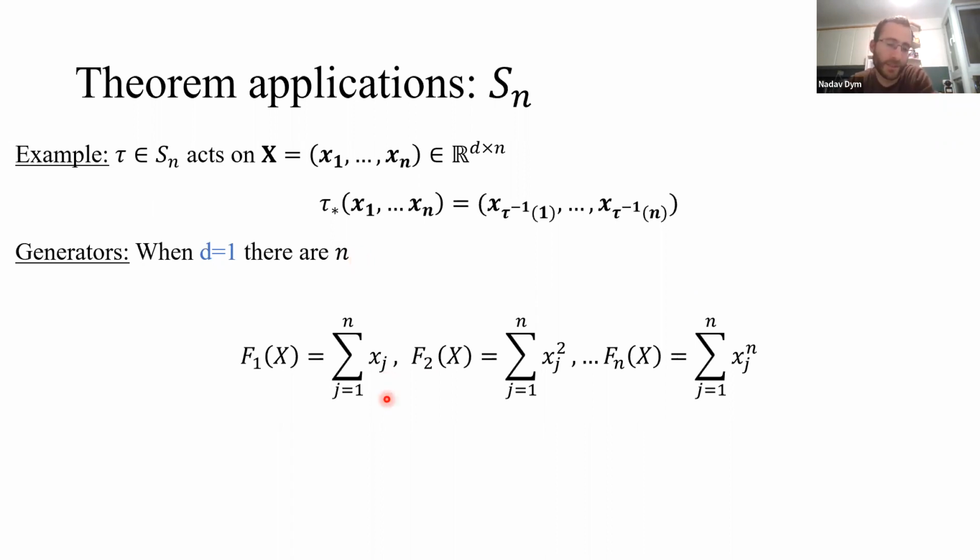Another thing you can do is take the sum of all points, then the sum of all points squared, and so on, all the way to the sum of all points to the power of n, where n is the number of points. That gives you n invariants, and these n invariants are the generators. So in terms of cardinality, that's pretty good.